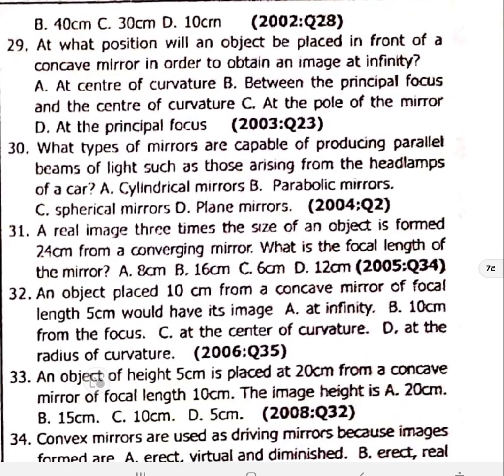29. At what position will an object be placed in front of a concave mirror in order to obtain an image at infinity? Between the principal focus and the center of curvature. Option B. What types of mirror are capable of producing parallel beams of light, such as those arising from the headlamp of a car? Parabolic mirrors, searchlight. An object is placed 10 centimeter.